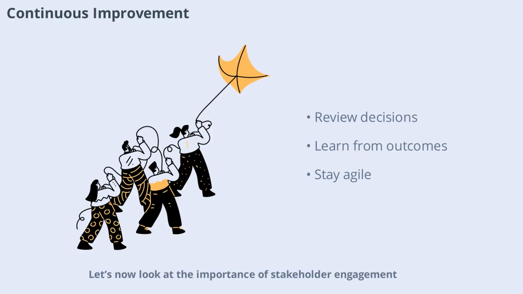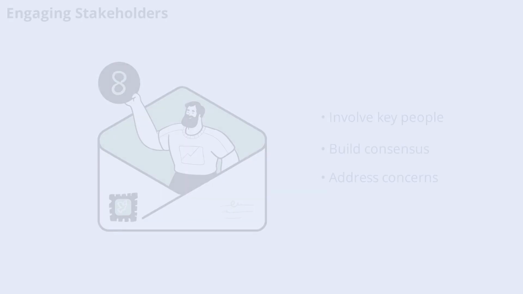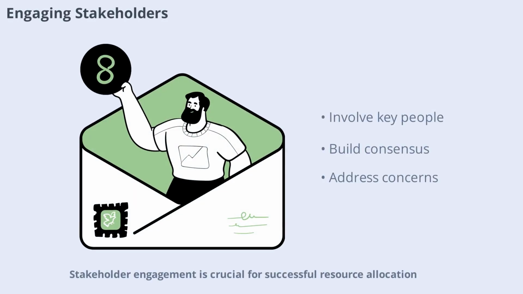Let's now look at the importance of stakeholder engagement. Stakeholder engagement is crucial for successful resource allocation. Involving key stakeholders in the decision-making process ensures that diverse perspectives are considered and that allocation decisions have broad support. Regular communication and collaboration help build consensus and address concerns early. Engaged stakeholders are more likely to champion initiatives and contribute to their success.